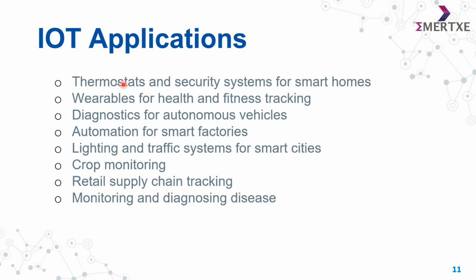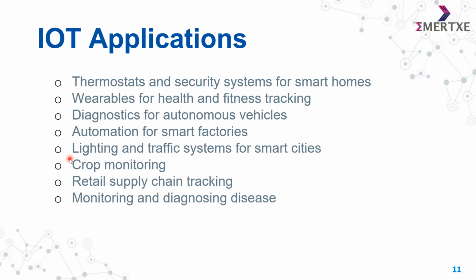IoT is used for thermostats and security systems, as I have discussed earlier. These are used for wearables for health and fitness tracking, then for diagnostics of autonomous vehicles, and in smart factories. IoT can also be used to control and monitor the traffic light system in smart cities.